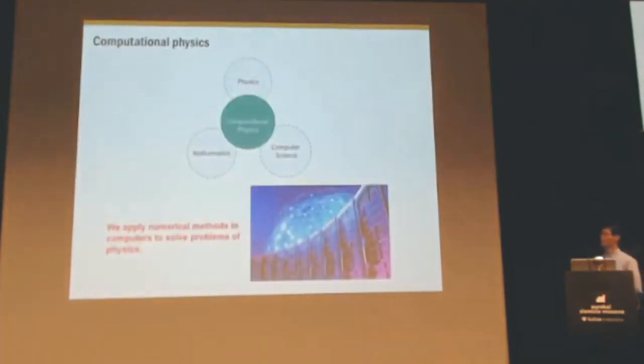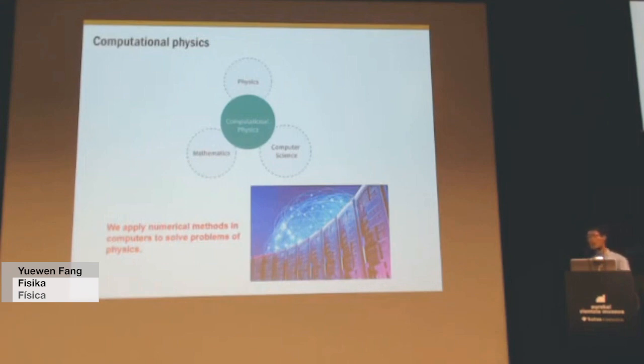Computational physics is a combination of physics, mathematics, computational and computer science. Briefly speaking, we are applying numerical methods in computers to solve the problems in physics.